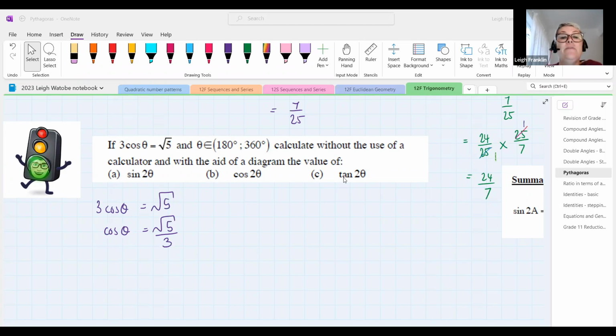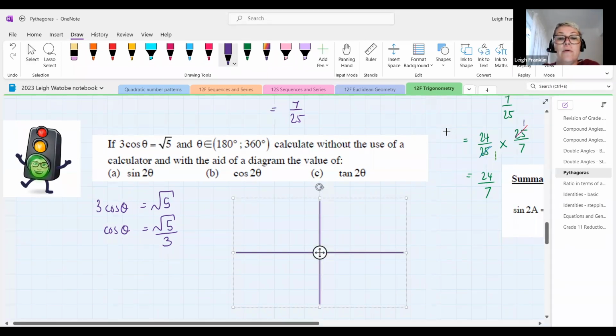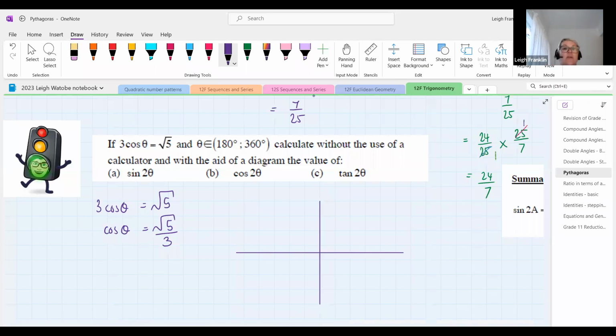All right, is anybody feeling brave enough to tell me which quadrant they thought we were working in? Okay, Zintle, go for it. Which quadrant did you think we were working in? Quadrant 4, ma'am. Okay, and what made you come to that conclusion, Zintle? Because cos is positive in quadrant 1 and 4, but the restrictions given were 180 and 360, which is in quadrant 4.